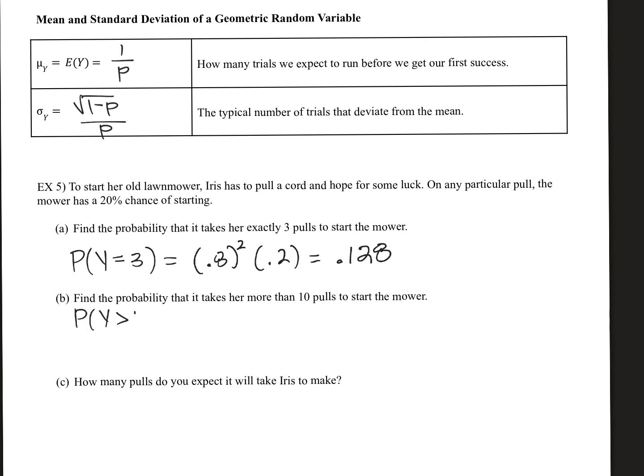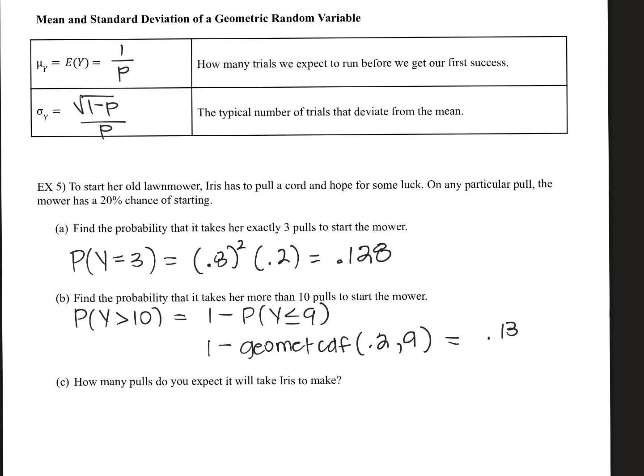Probability it takes her more than 10 pulls. So that's the probability y is greater than 10. I'm going to use the calculator for this. So that's 1 minus the probability that y is less than or equal to 9. I'm going to use the geometric CDF. That's F when you go to second bars. Then you do the probability of success, 0.2, comma, your n, so 0.2, comma 9. And we get 0.8658. I forgot the 1 minus. So 0.1342.